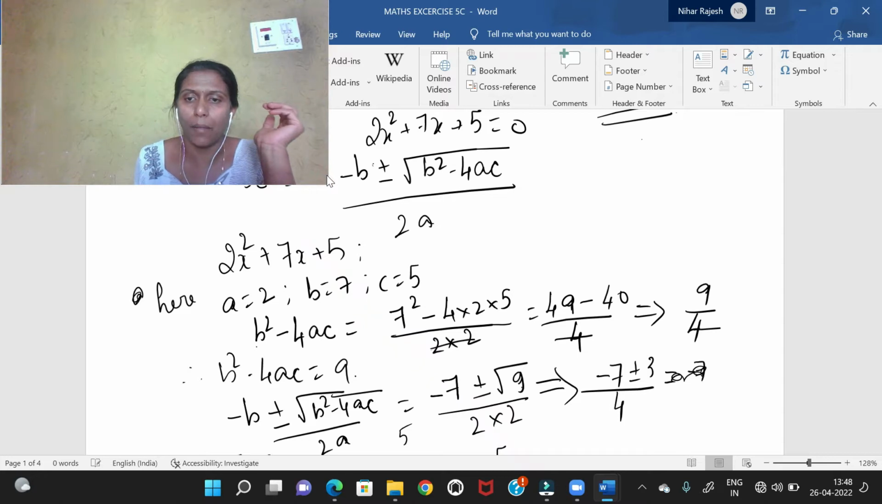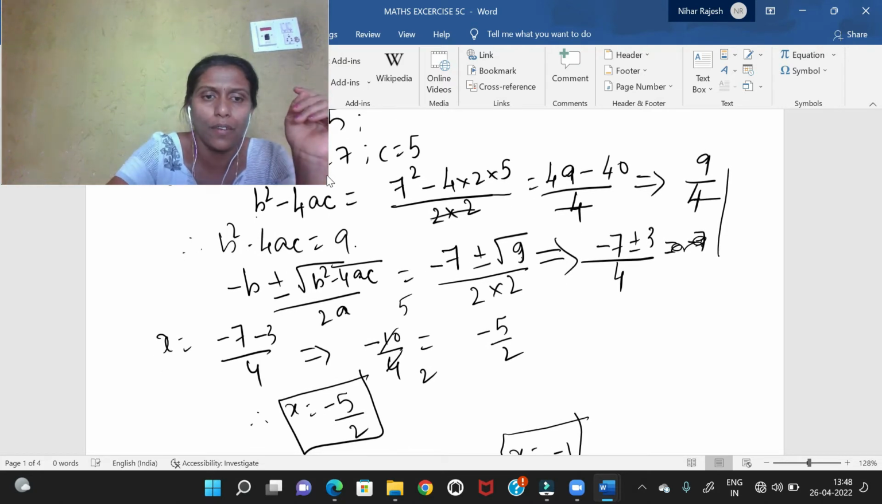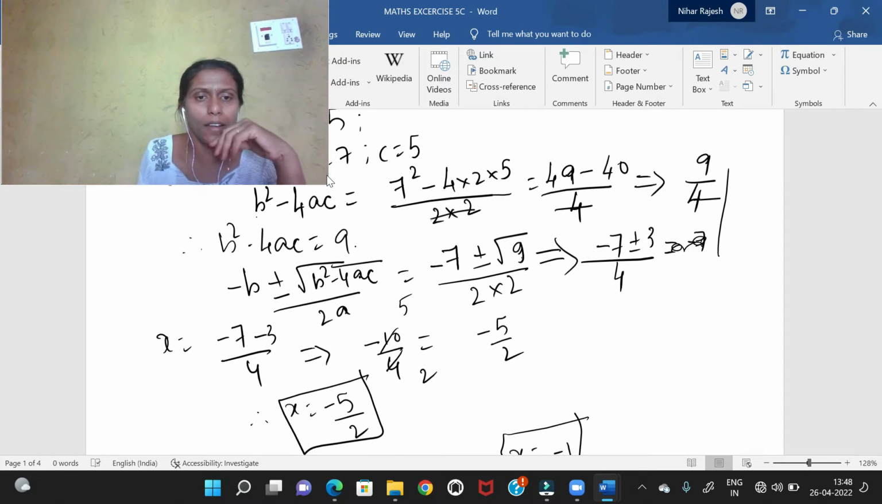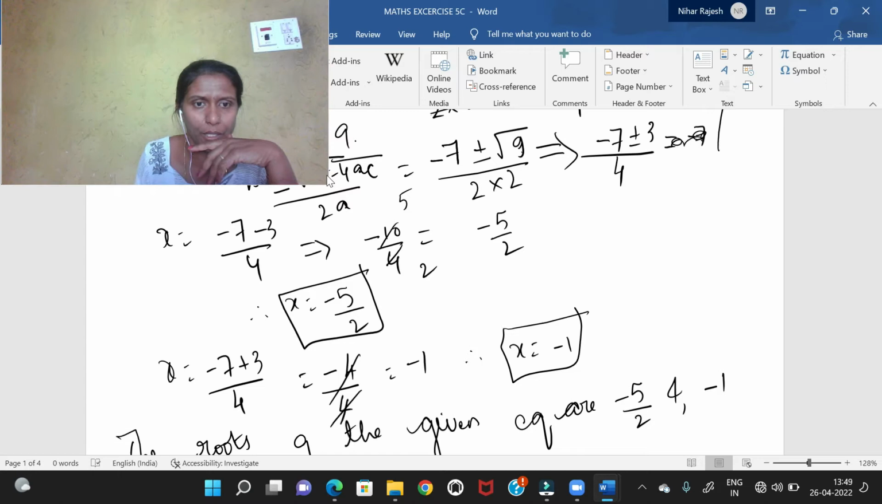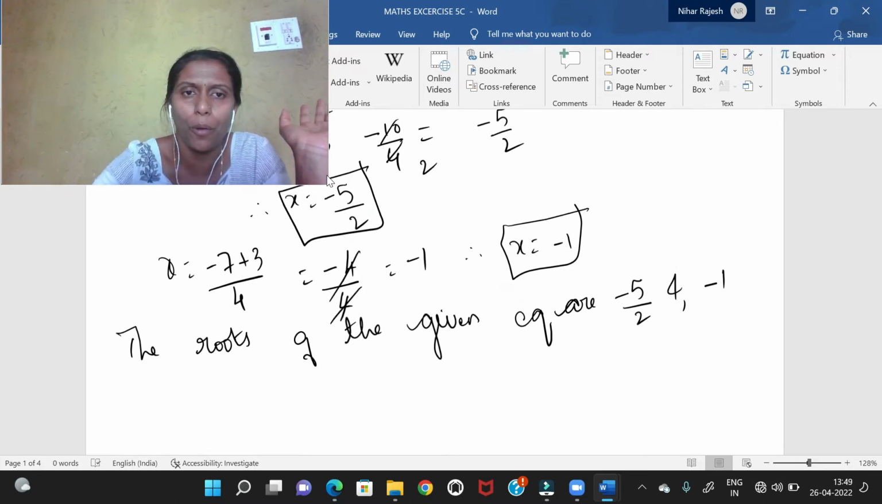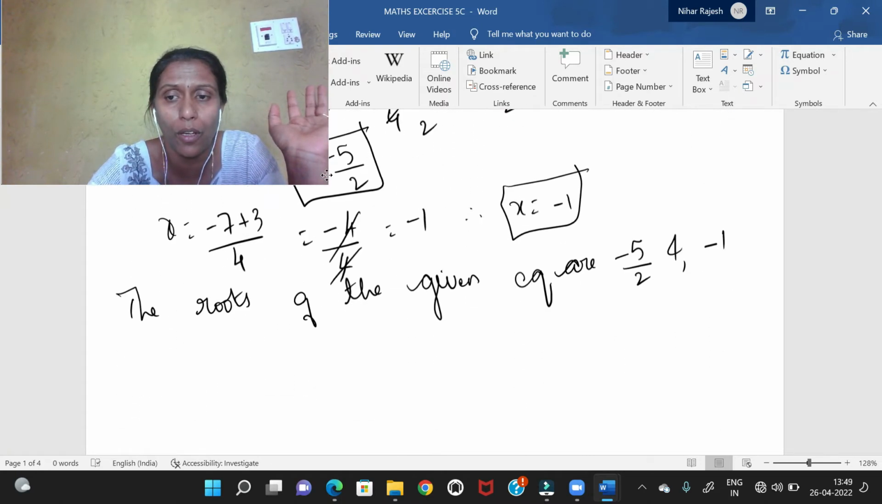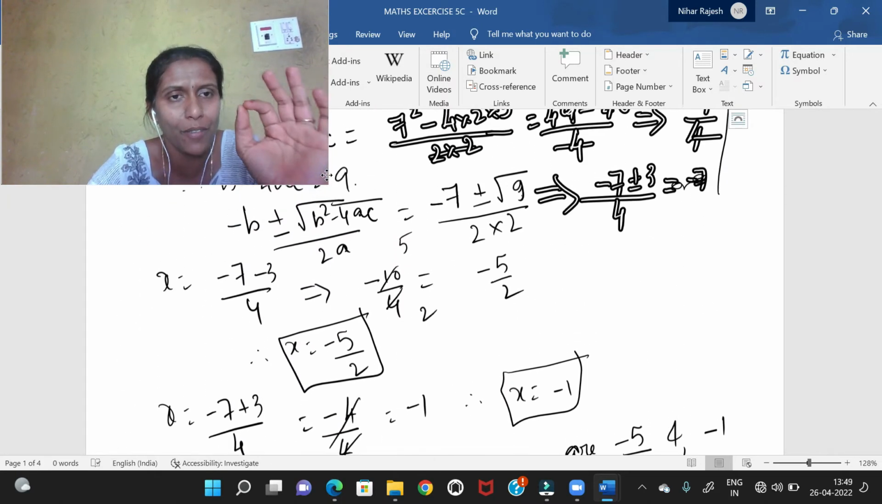So one time here, if you observe, x I have taken here. One time I have taken minus of 3 and I got the value minus 5 by 2, and the second time I took plus of 3 and got the value of minus 1. Right? That's all. These are the roots of the given equation. I hope you guys copied it. In case you have not copied, you are going to pause the video and copy it again.